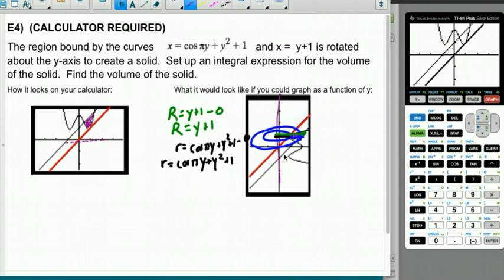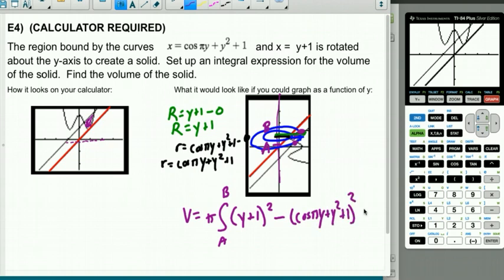The biggest thing is I need to find these two points of intersection. I need to find here and here. I need to find those A and B, or C and D, whatever you want to call it. So if I call this lower value A and this upper value B, then from the first disk to the last disk, the volume is pi times the integral from whatever that A is to whatever that B is, and I don't know them yet, but I'll find them in a second, of my big radius, which is the y plus 1 quantity squared, minus my little radius squared, which is cosine of pi y plus y squared plus 1 quantity squared, with respect to y. And then I'm going to make my calculator do the heavy lifting.